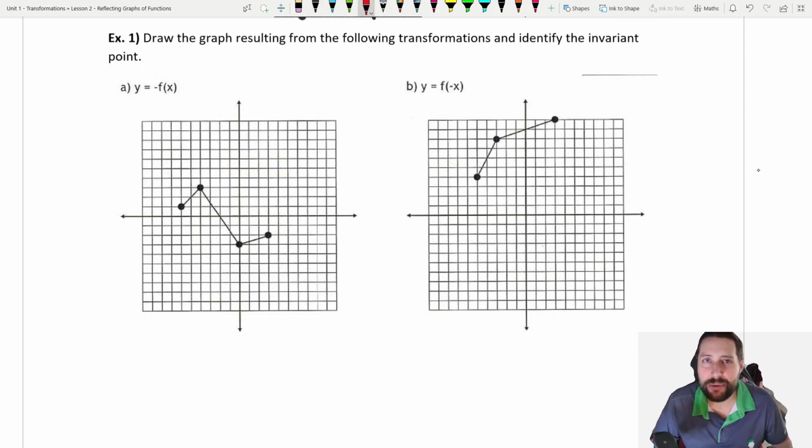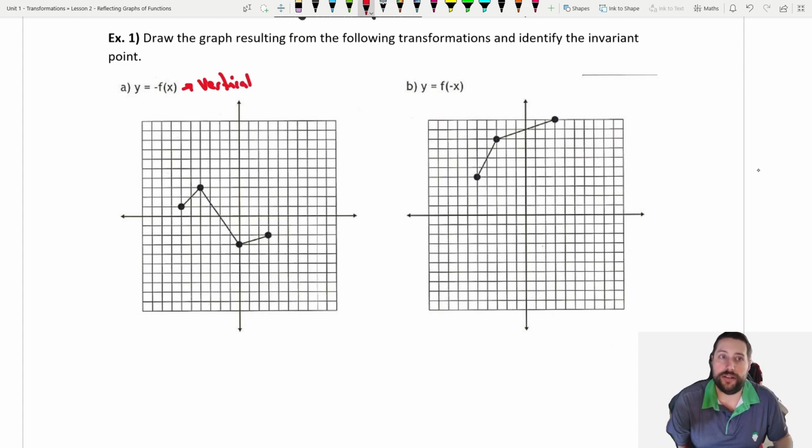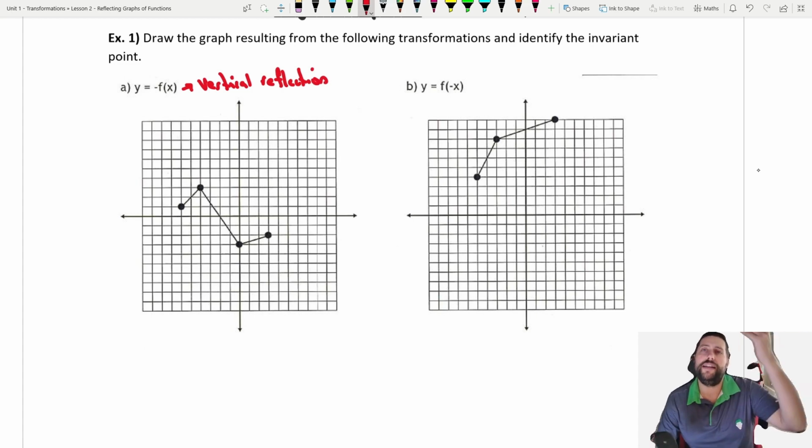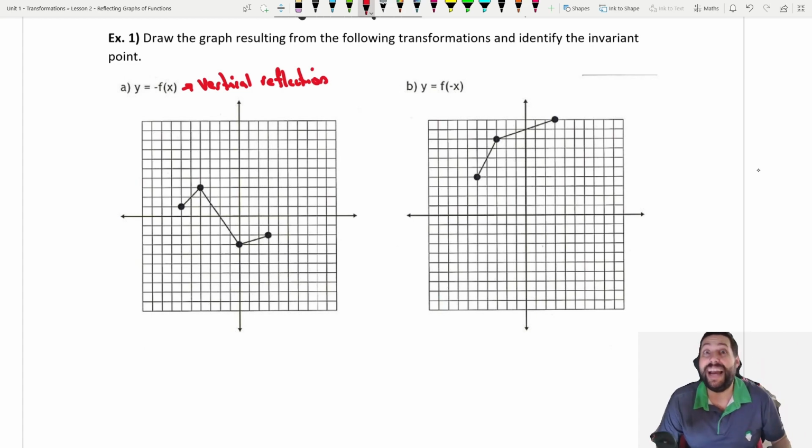Let's try example number 1, where we're going to draw the graph resulting from the following transformations and identify the invariant point. So we're going to do the transformations of these two. We have y equals negative f of x. This is going to be a vertical transformation, or sorry, a vertical reflection. Let's use the words: a vertical reflection. It's going to be flipped over the x-axis.